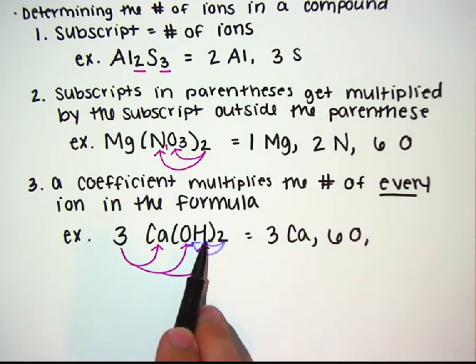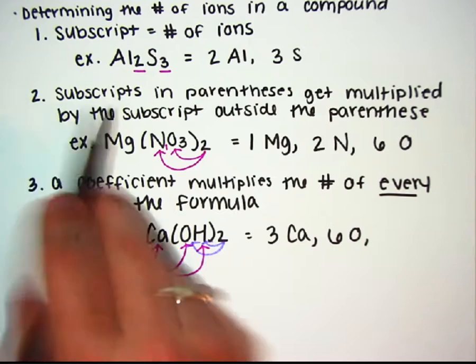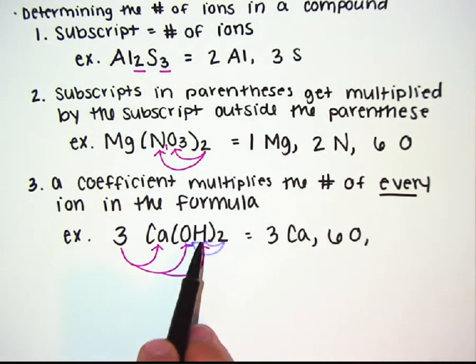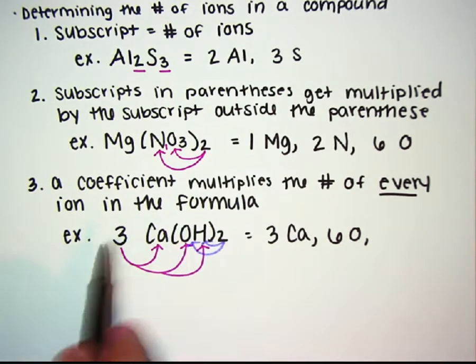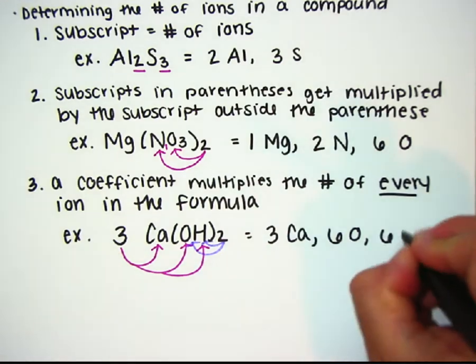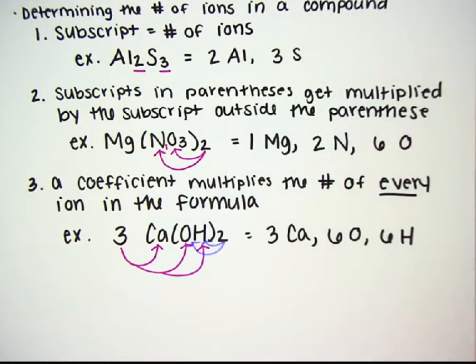Same thing with hydrogen. It has a subscript of 1. Let's do rule number 2 first. Subscripts in parentheses get multiplied by the subscript on the outside. 2 times 1 is 2. That gives me 2 hydrogens. The coefficient also multiplies. 2 times 3 is 6. That gives me 6 hydrogens.